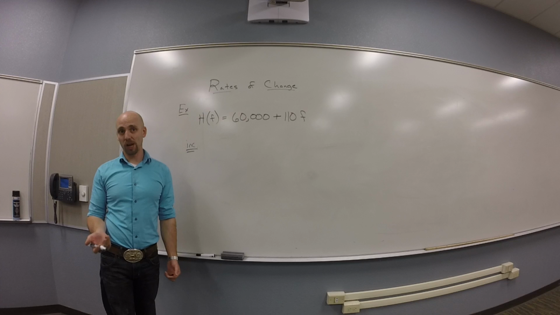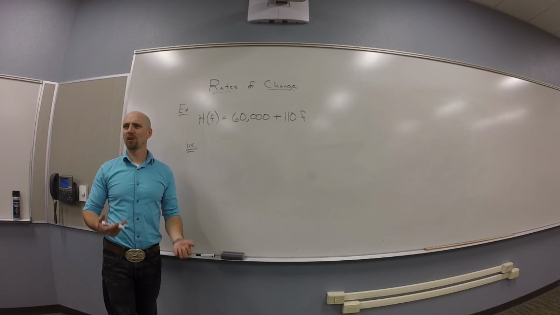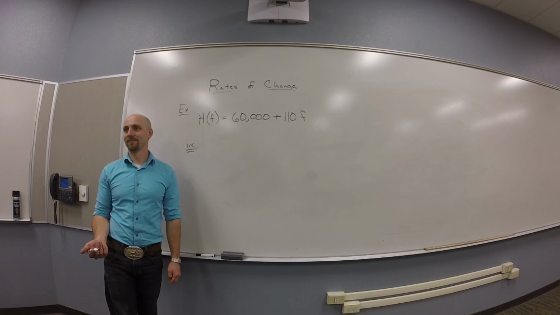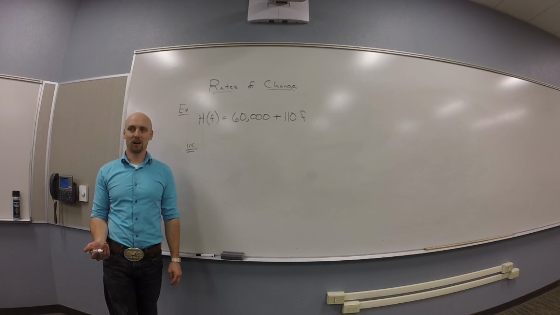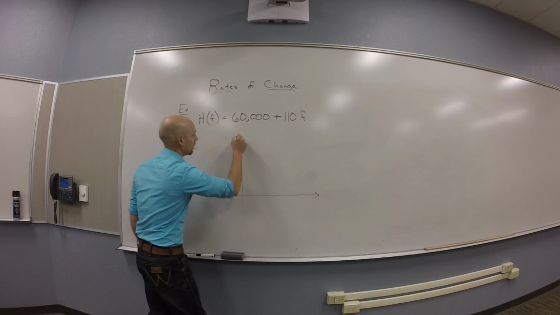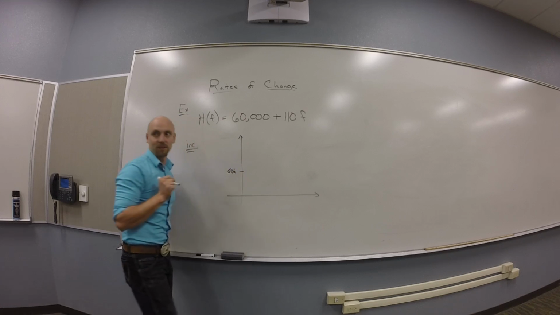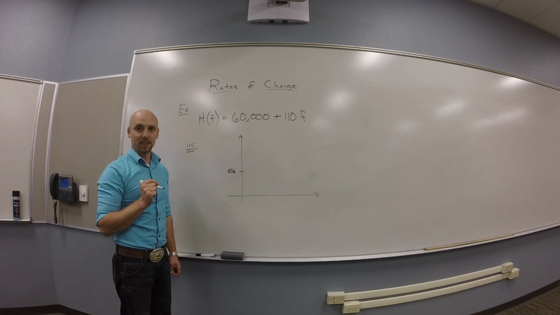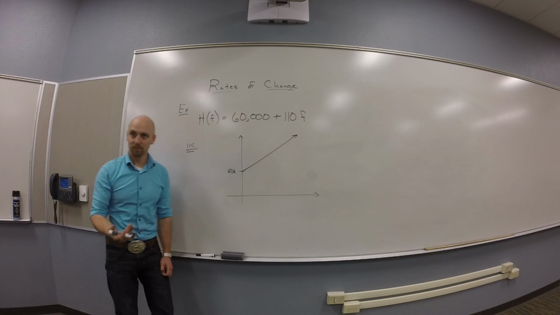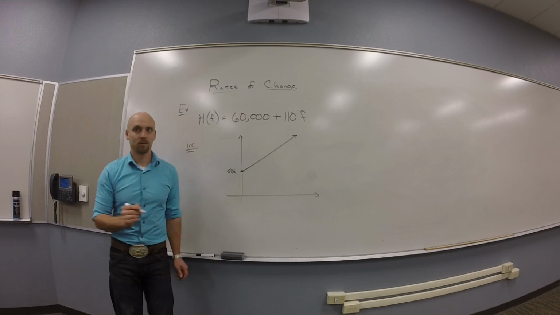What's the rate of change? In other words, what does that mean? What are the units? What's a rate of change mean here? Let me draw a loose picture. So here's $60,000, right? And then this thing has a slope of something positive. So it looks give or take like this. Right? You guys all with me?